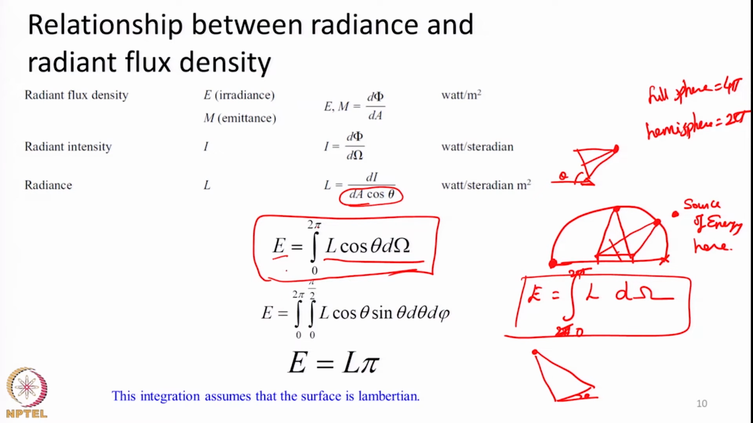I am not going to go into the detail of this derivation. A single solid angle can be divided into two planar angles, the zenith angle and the azimuth angle, and so on. I am not going deeper into it, but I am giving out the final result here. The final result is E is equal to pi times L, that is the irradiance received by an object is pi times L, or if an object is emitting energy in different directions, the total emittance from the object is pi times L.